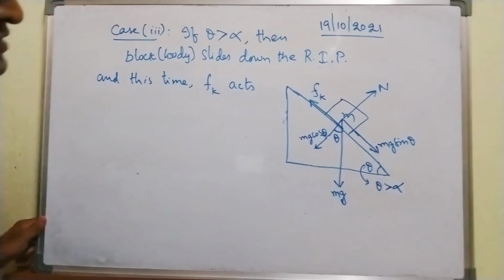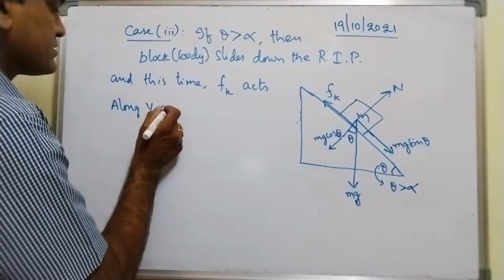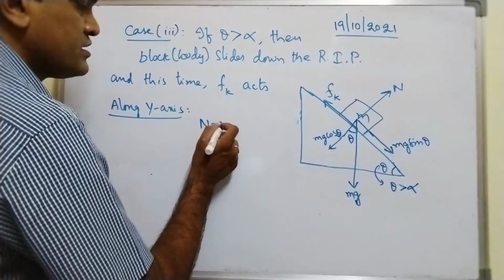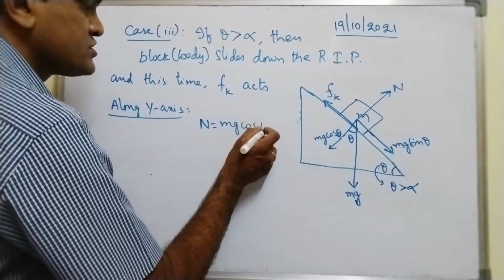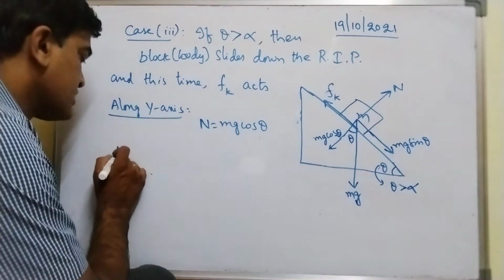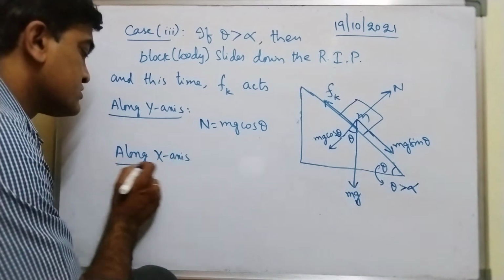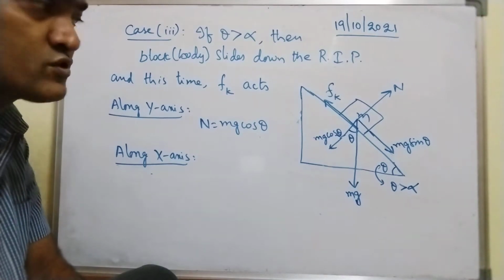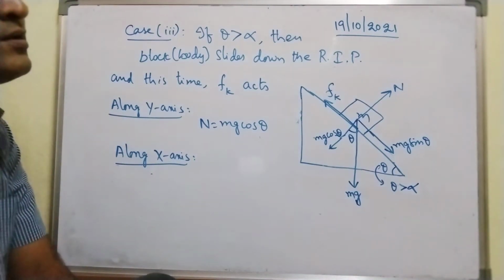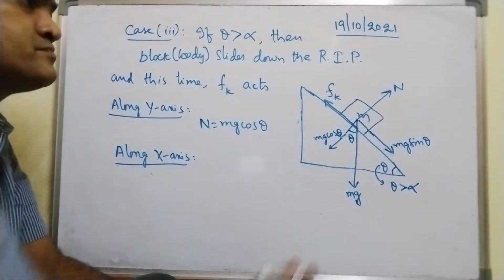Is it not? So let me write like this. Along the y-axis, normal force is balanced by mg cos theta. Whereas along the x-axis, there is a net force, because mg sin theta should be greater than Fk in order for the block to slide down the inclined plane.